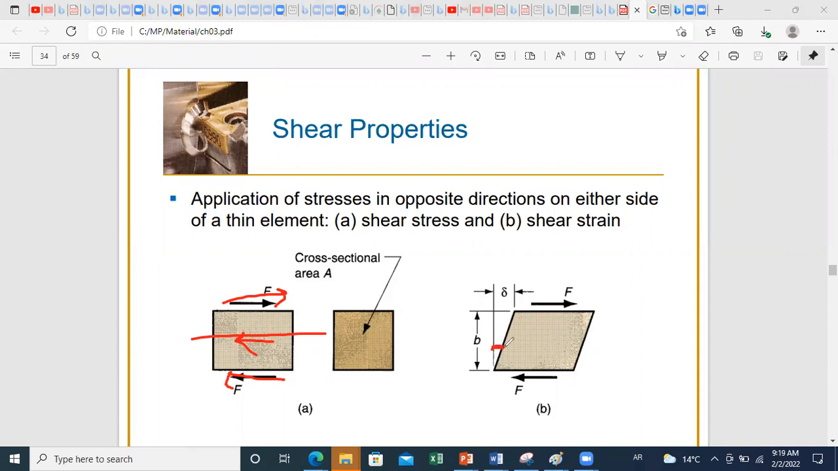So for example, we can consider this angle alpha. Since the deformation is relatively small, we can say that tangent of alpha is nearly equal to alpha, because alpha is relatively close to 0. And it can be defined as delta, which is the deformation here, over the thickness of the element, which is B. Okay, so measurement of delta can give us an idea about the shear deformation, or we also call it the shear strain.